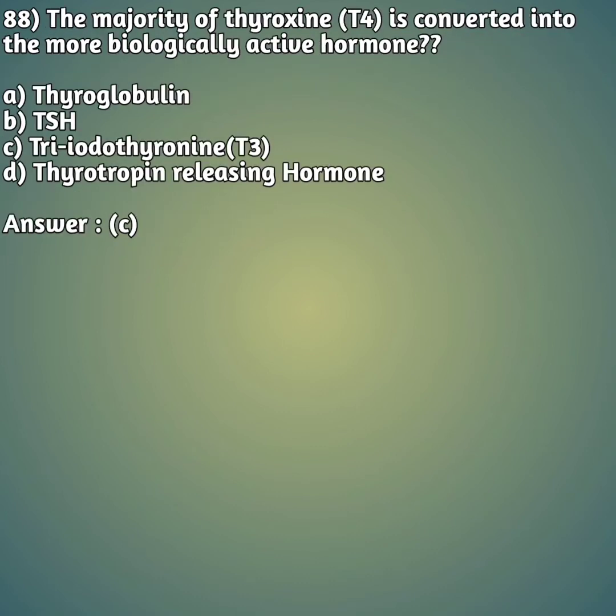The majority of thyroxine, that is T4, is converted into a more biologically active hormone. Option A thyroglobulin, option B thyroid stimulating hormone, that is TSH, option C tri-iodothyronine, T3, and option D thyrotropin releasing hormone. So the right answer is option C, tri-iodothyronine. Okay friends, moving on to our next question.